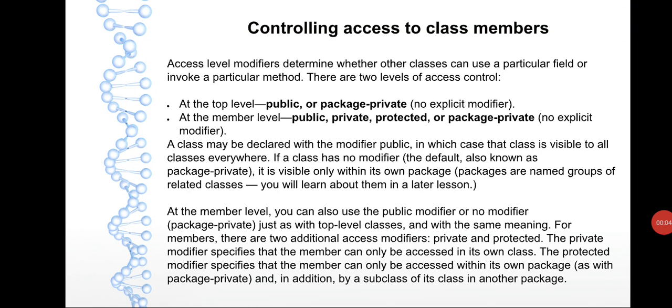So now we will see controlling access to class members. What are the controls available for the class members to get accessed? Access level modifiers determine whether other classes can use a particular field or invoke a particular method.